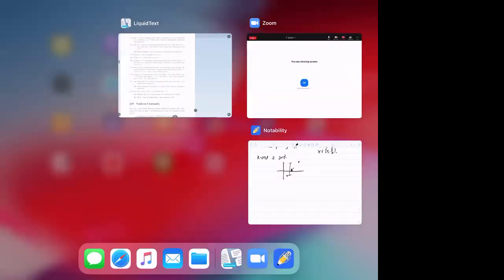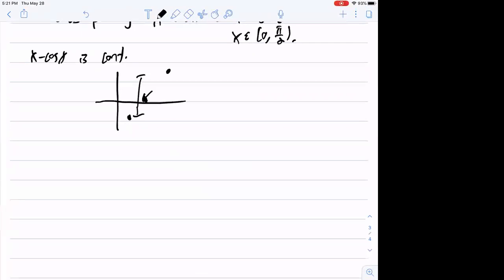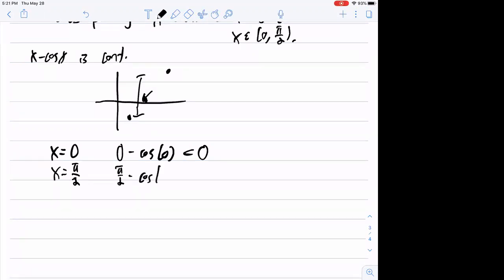Okay. Luckily, I think we have a value. So x equals 0 gives 0 minus cosine of 0. That's less than 0, because cosine of 0 is 1. And then x equals pi over 2 gives pi over 2 minus cosine of pi over 2. That's bigger than 0. You don't even need to know what cosine of pi over 2 is, because pi over 2 is bigger than 1, and the biggest cosine can be is 1. So the maximum you'll be subtracting is 1.